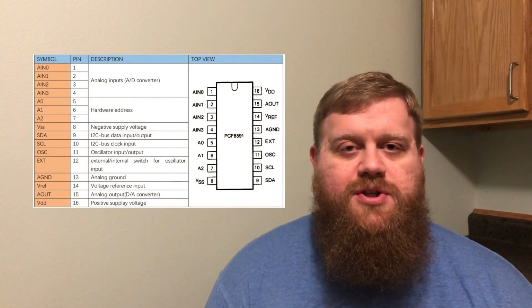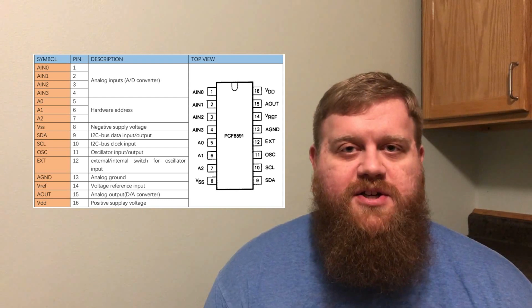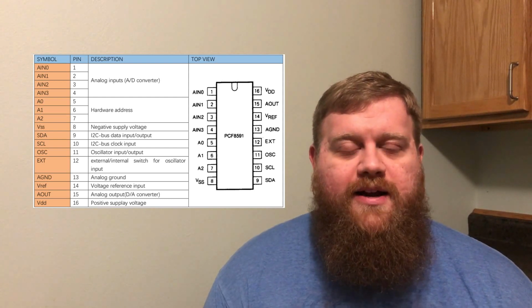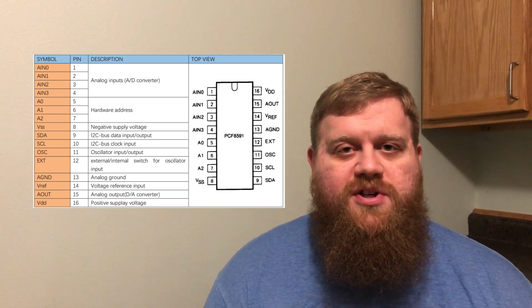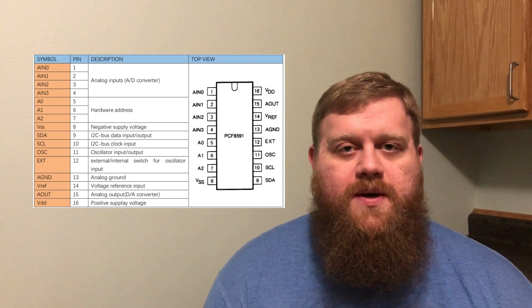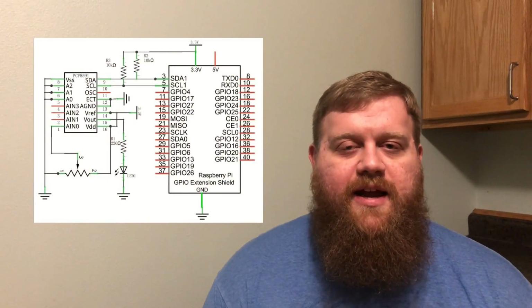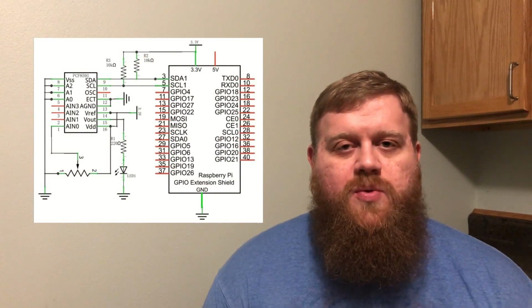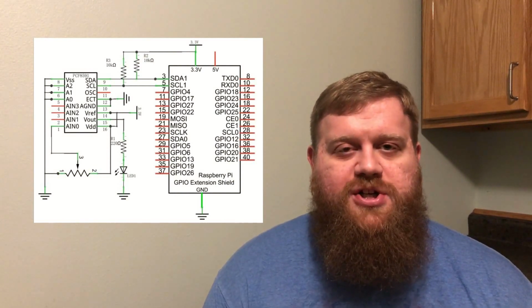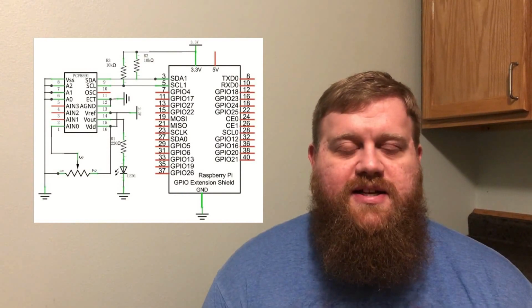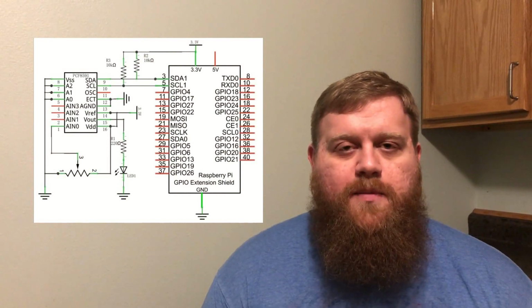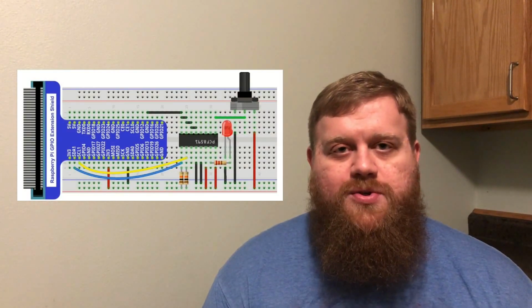This component is used for analog to digital conversion, or ADC, and it can be used for digital to analog conversion, or DAC. We'll be using the analog to digital function to read the voltage value of a potentiometer, and then use the DAC function to output the value to an LED and control the brightness.